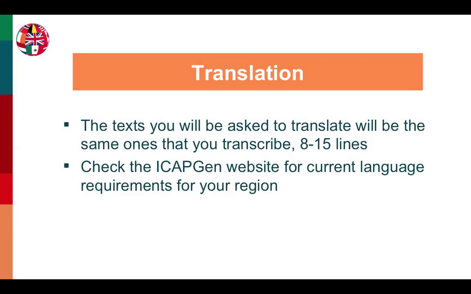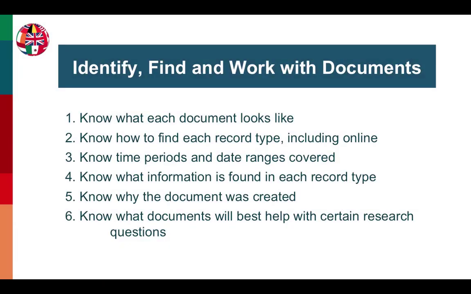Moving on to translation. The text that you will be asked to translate will be the same ones that you transcribe. So you're going to be familiar with the text because you transcribed it. It's about 8 to 15 lines, and you just need to translate it into English. Also, check the ICAPGen website for the current language requirements for your region. Even some of the United States regions have a language requirement, where you need to be familiar with certain language populations that were in those states. So make sure you check that website so that you know what your language requirement is.